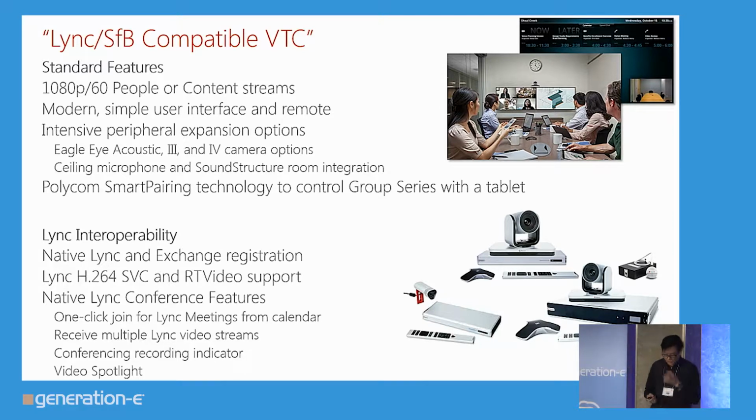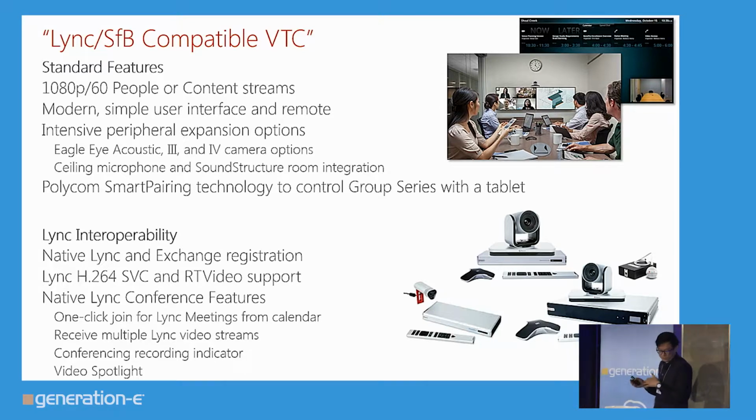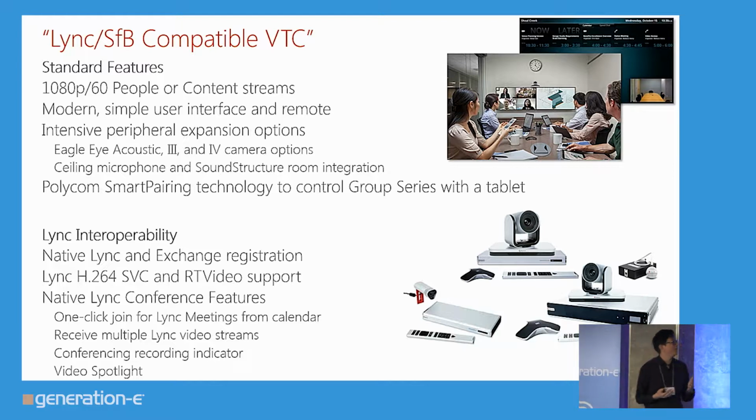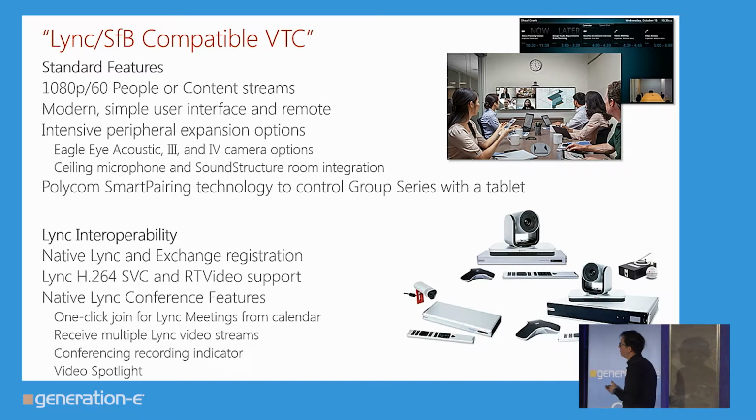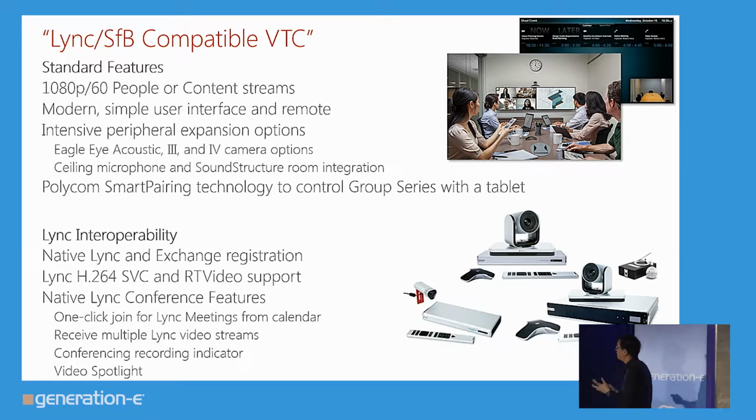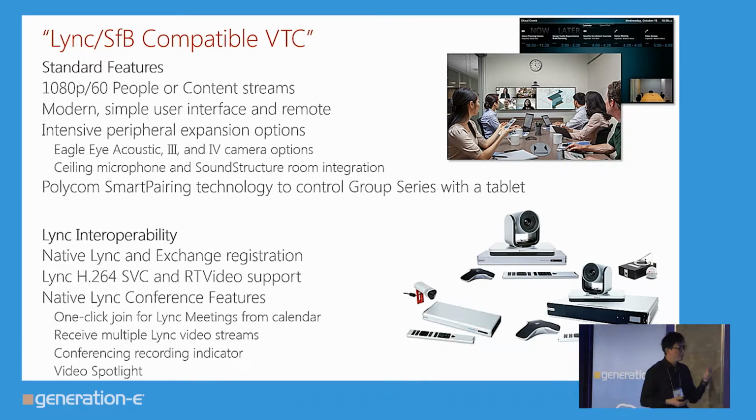Again, because it's a room system, it supports quite a number of peripheral expansion options. We have things like EagleEye acoustic cameras, EagleEye Producers, EagleEye Directors, multiple ceiling mics, and so on and so forth. So it's a very good experience if you have a large room and you want to integrate that with Skype for Business. This is probably the easiest and best way to go about it. And if you want to have a look at what this looks like, our booth is just right outside at the activity area.